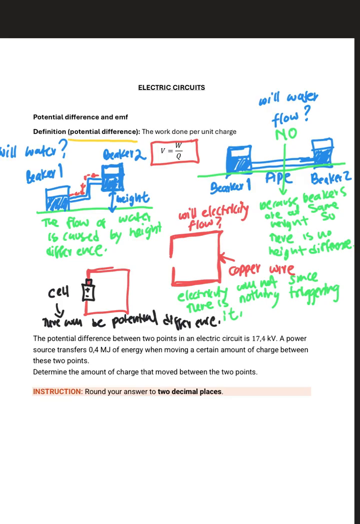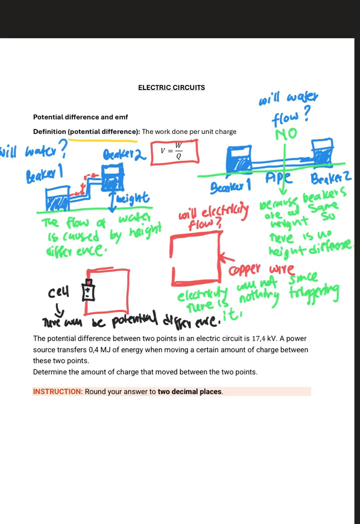That potential difference is created when there is a what? When there is a cell involved in the circuit. So when there is a cell, there will be potential difference, and that potential difference is what will create the electricity around the circuit.